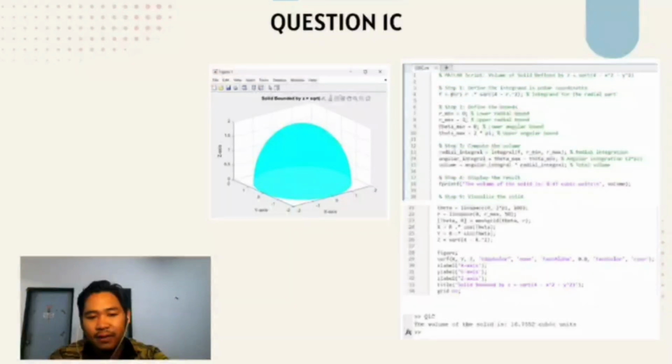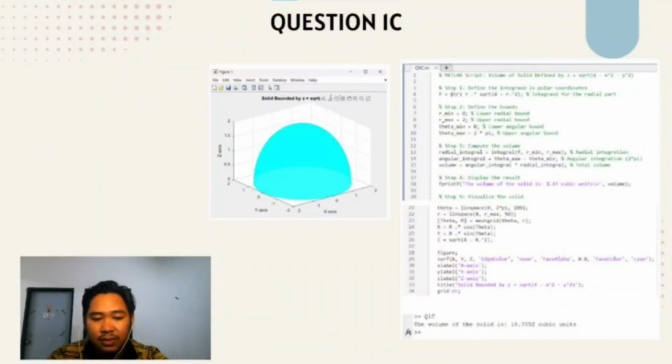The coding has 5 steps. For the first step, the code defines the integral, and in the second step, it defines the bounds, the lower and upper region. In the third step, the code computes the volume, and in the fourth step, it displays the result. After that, the code visualizes the solid.